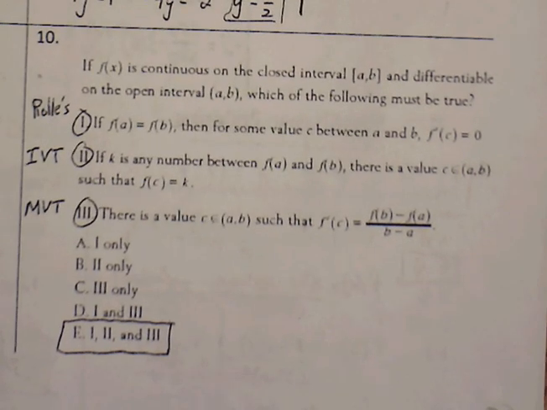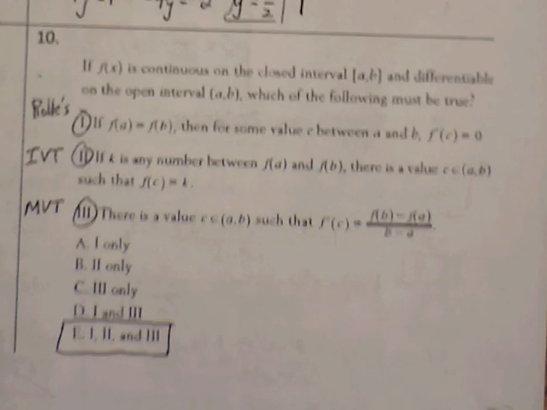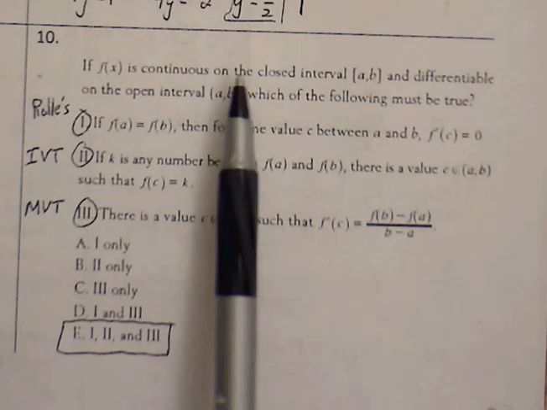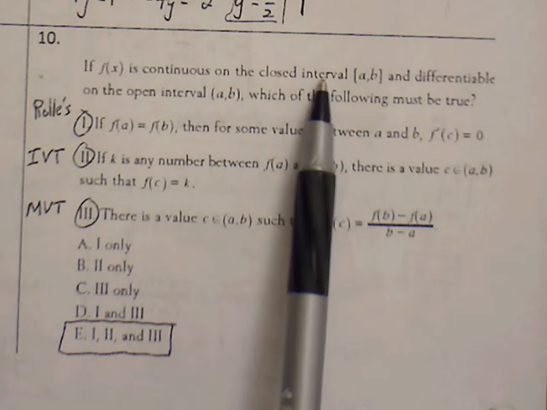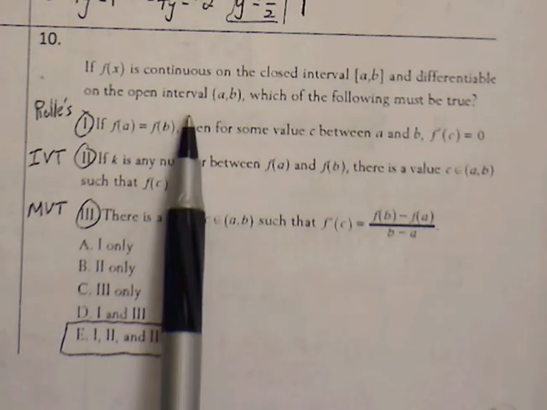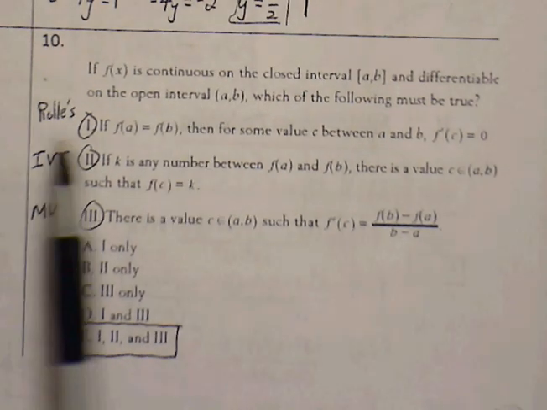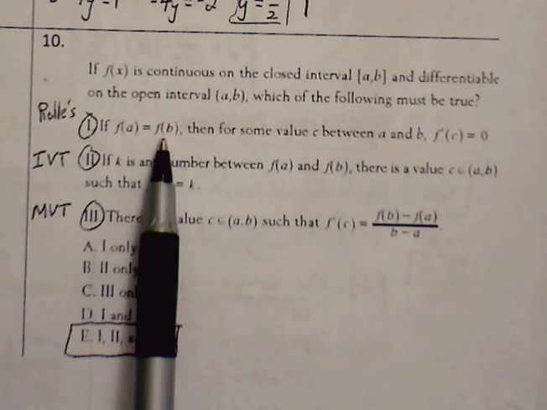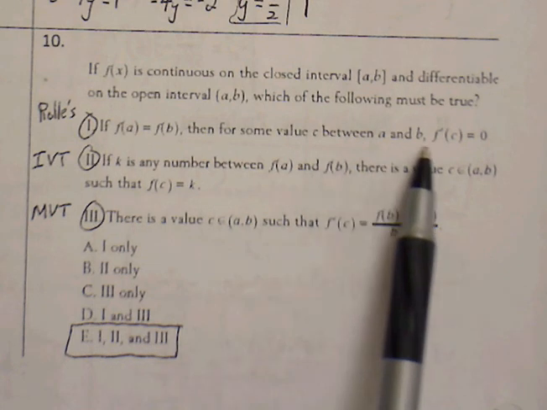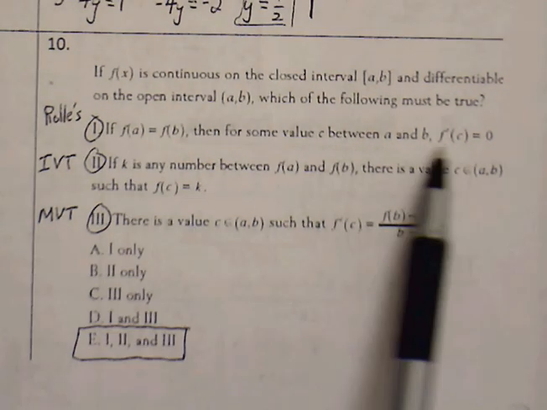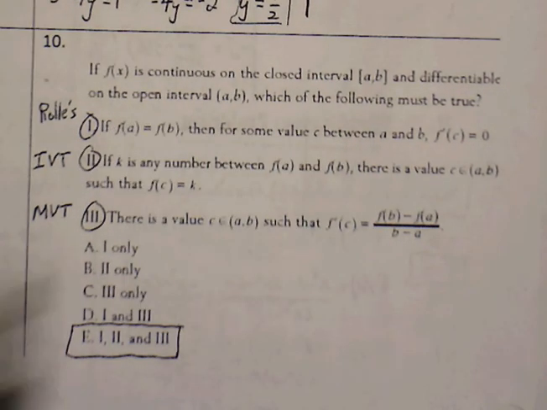Okay, number 10, if our function is continuous on the closed interval and differentiable on the open interval, which of the following must be true? Okay, so if you look at this, continuous and differentiable on the closed and open interval, we know that these are already the first two conditions for Rolle's theorem and mean value theorem. So if f of a equals f of b, then for some value between a and b, f prime c is equal to 0. So this just spells out the rest of Rolle's theorem. So we know that's going to be true.